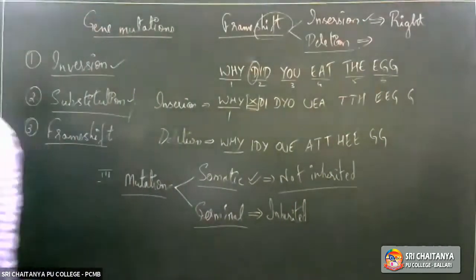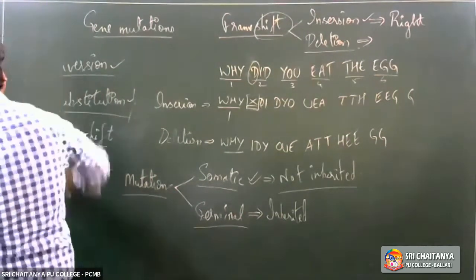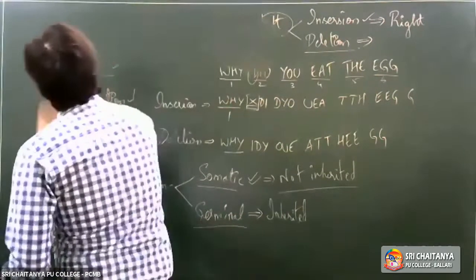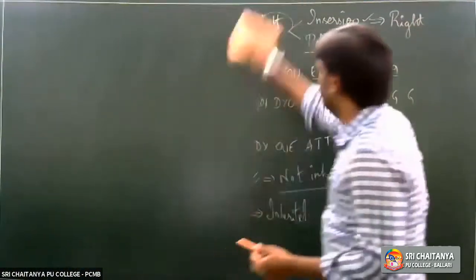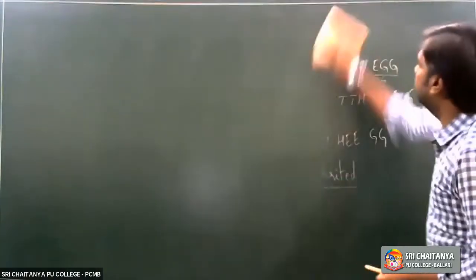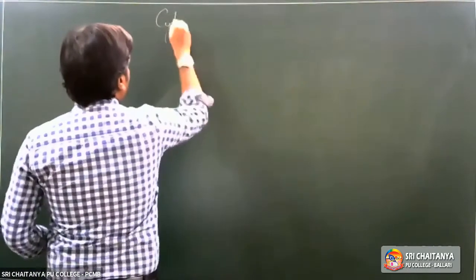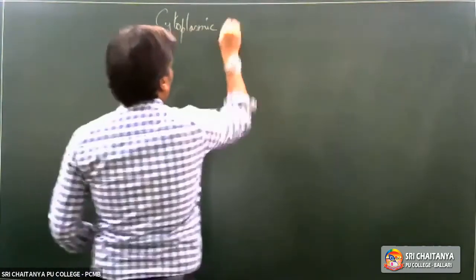Now let's get into another topic for today. Let's begin with another type of inheritance pattern. We are still talking about inheritance, so let us see another type of inheritance. The type of inheritance we are going to talk about now is called cytoplasmic inheritance.